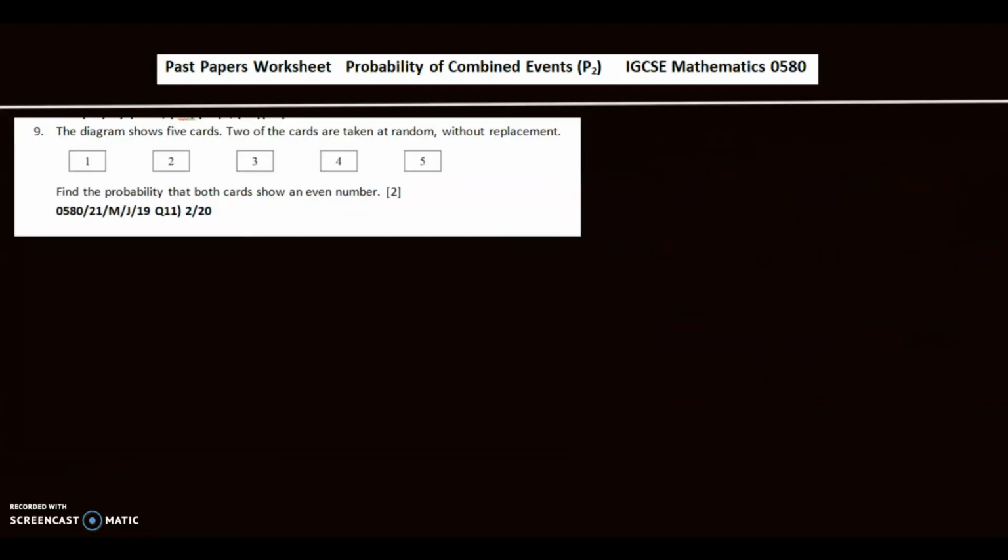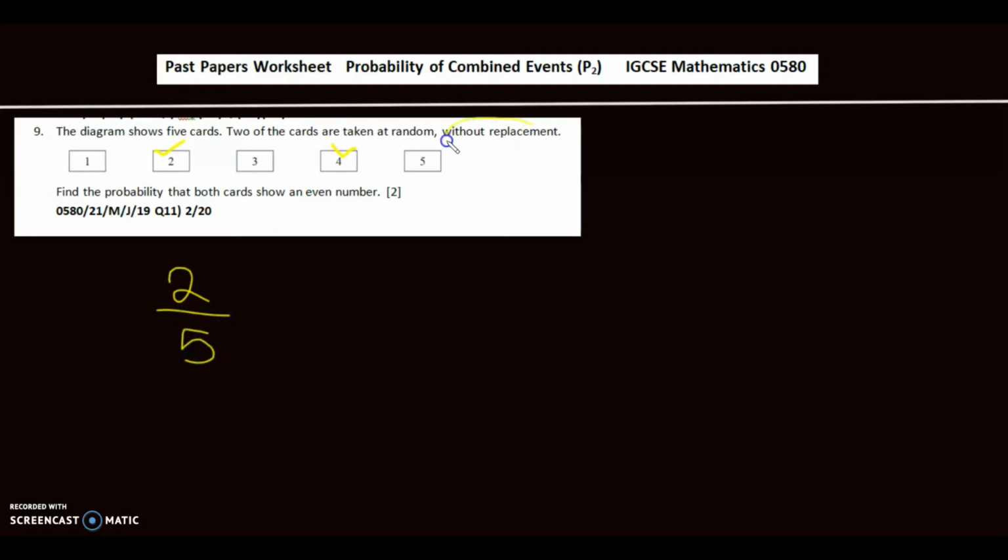The diagram shows 5 cards. 2 of the cards are taken at random without replacement. 1, 2, 3, 4, 5. Find the probability that both cards show an even number. So the probability of getting an even number in the first attempt would be if we get 2 or if we get 4. So the probability would be 2 upon the total 5 cards.